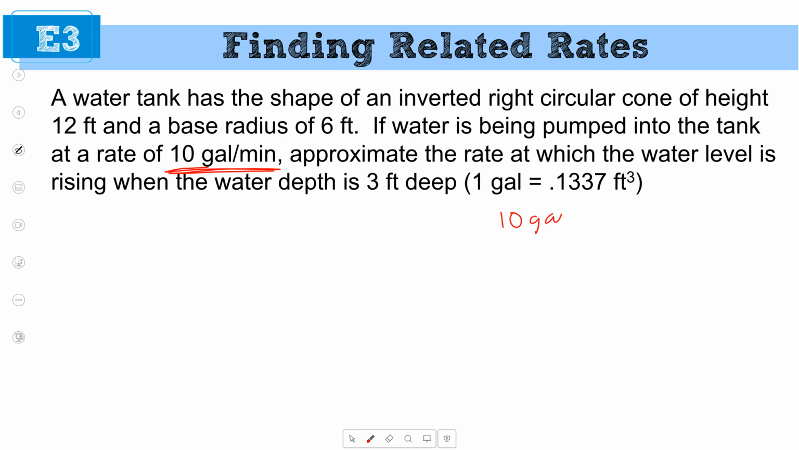Okay, so for instance, I've got 10 gallons per minute times 1 gallon equaling 0.1337 cubic feet. Cancel, cancel, left with cubic feet per minute. Okay, we'll come back to that in a second. I'm going to leave that there just to bother some of you. You're welcome. Yeah, oh yeah, that's there.